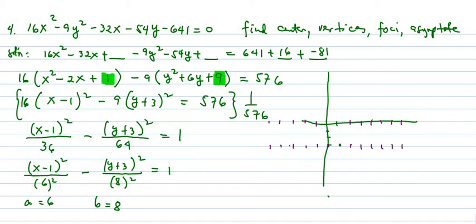Then 8 going upward and going downward. So 1, 2, 3, 4, 5, 6, 7, 8. Going upward is also 1, 2, 3, 4, 5, 6, 7, 8.